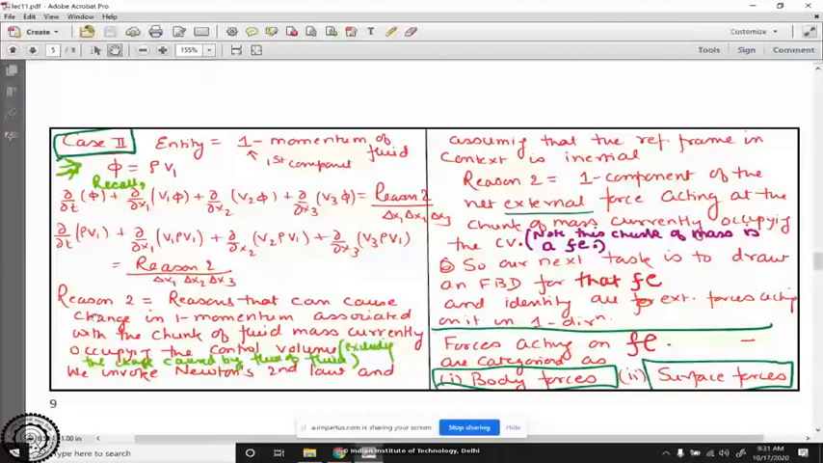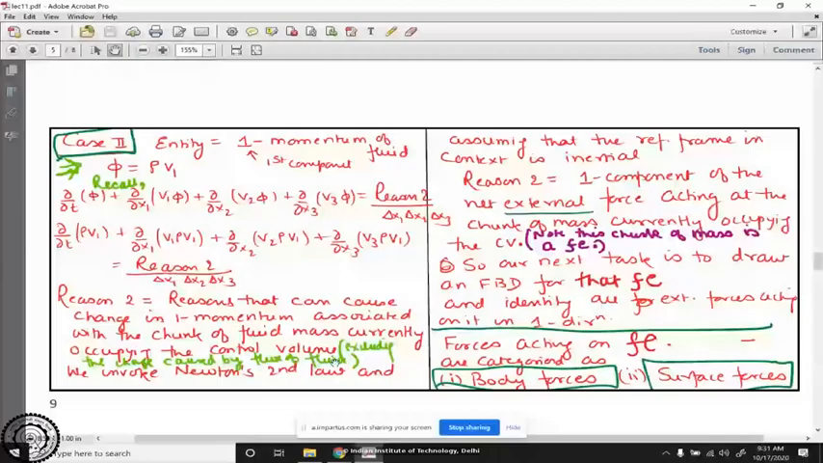Now, the reason two for one momentum, again, I make it more explicit. Reasons that can cause change in one momentum associated with the chunk of fluid mass currently occupying the control volume, excluding the changes caused by flux of fluid. So whatever is in green has been taken care of by reason one. So excluding the flux, what are the reasons that can cause change in one momentum that is associated with that chunk of fluid currently residing in the control volume?